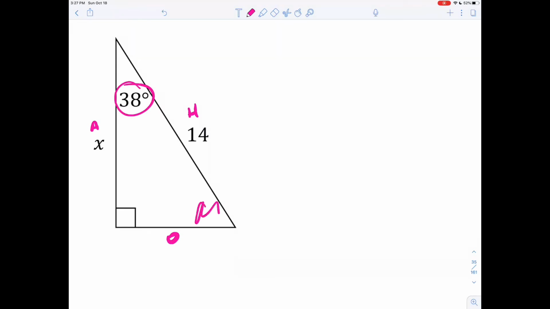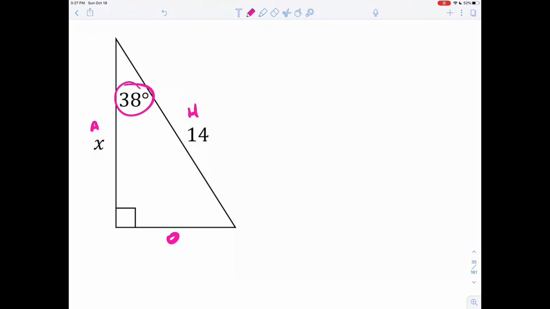Not based on this. I'm not working with this. This gives me troubles. It tries to lead me down the path of wrong. So, with 38 degrees, I'm working with my adjacent side and my hypotenuse. I'm not working with my opposite. Opposite tells me nothing. So, goodbye, opposite.